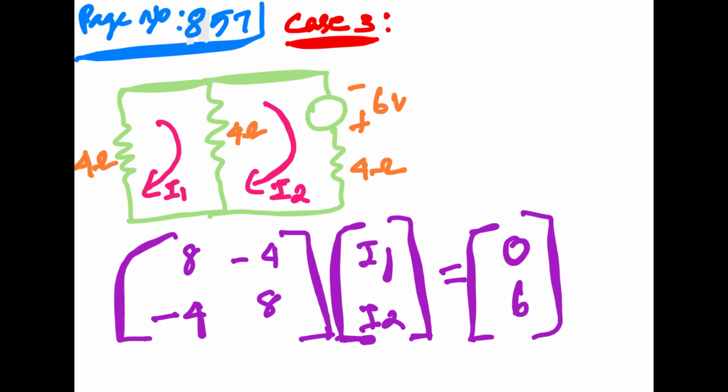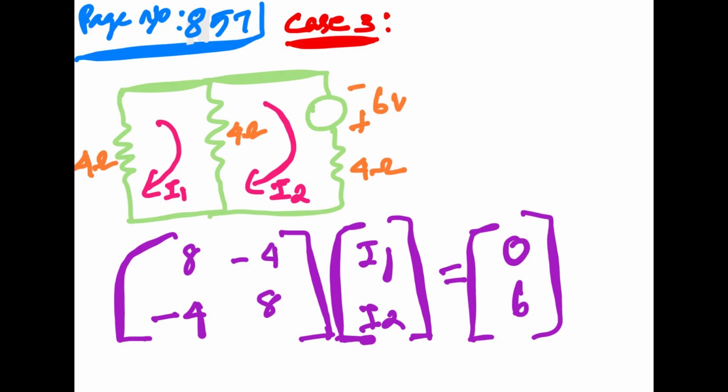Case 3. Take only the second supply in mesh 2. Form the mesh matrix I1, I2. Mesh 1 contains 4 plus 4 and mesh 2 contains 4 plus 4. The common element is minus 4. For the source, mesh 1 is 0. Mesh 2 contains minus 6 plus. Left side put minus and right side put plus sign.